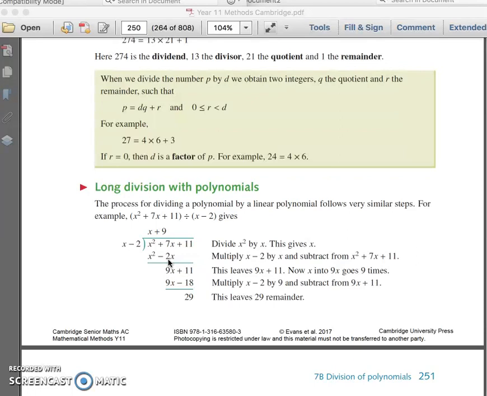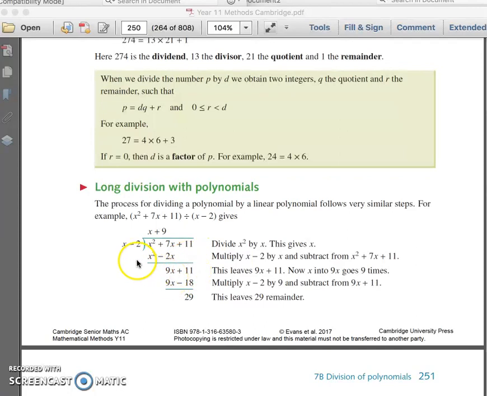Okay, so now we do the takeaway. x squared take x squared should cancel out. We want to cancel out the power each time. 7x take away negative 2x is 7x plus 2x. So that's why we get a 9x. And then we bring down the 11. Or you can think of it as 11 take 0 is 11.